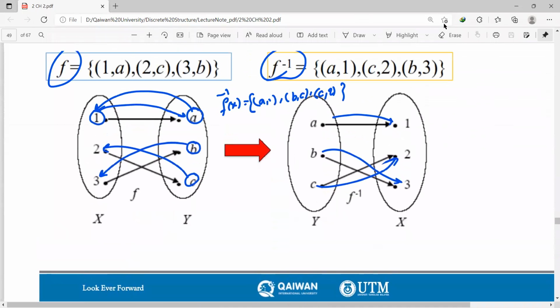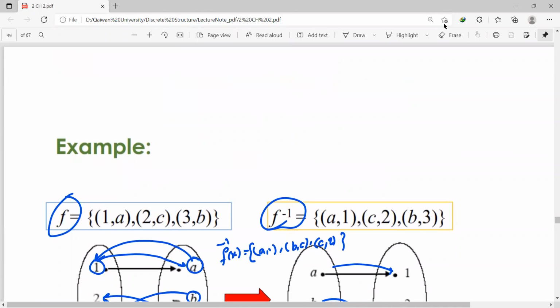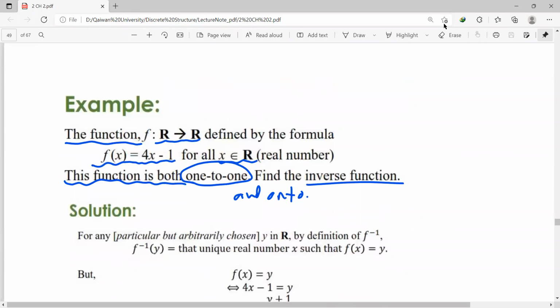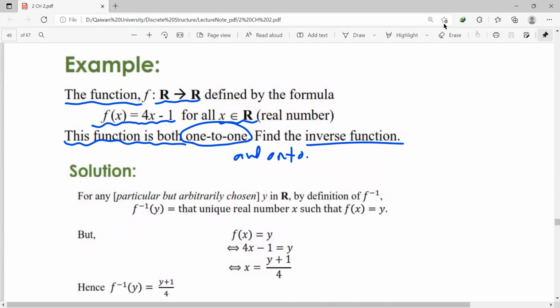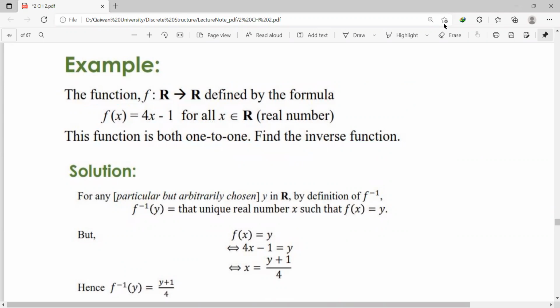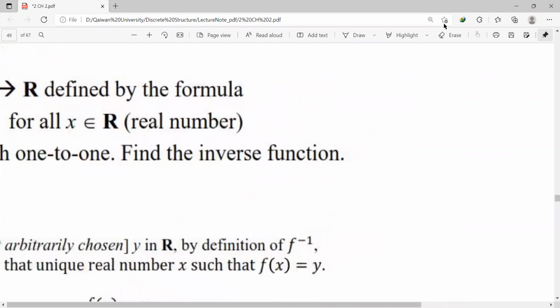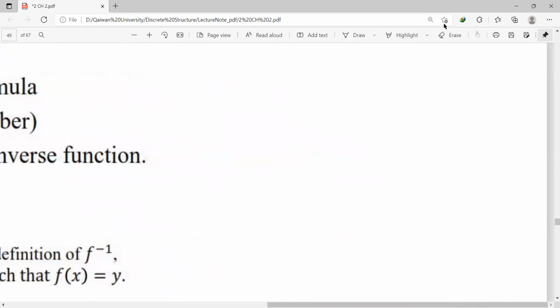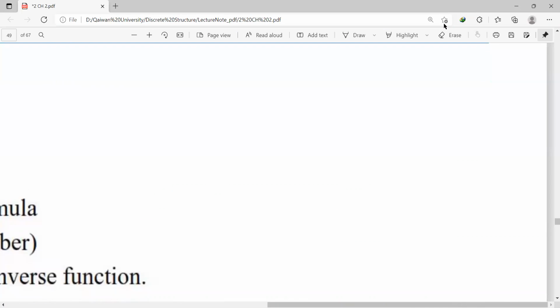In the previous lecture, we talked about this example. In this example, we are going to find the inverse of a function. To find the inverse of a function, we can follow these steps. I'm going to write down the steps here for finding the inverse of a function.